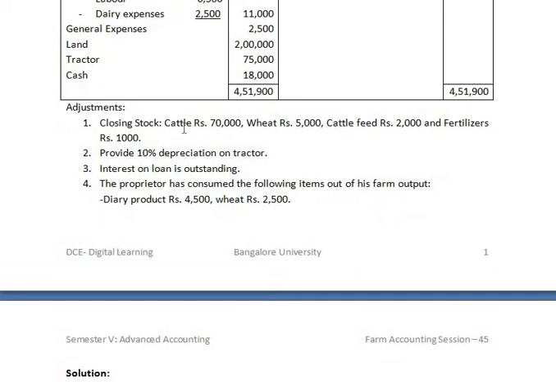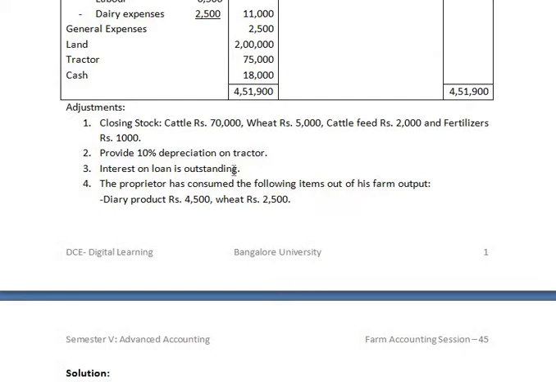Adjustments. Closing stock. In closing stock we have cattle, wheat, cattle feed, fertilizer. This has to be credited to the trading account and this is recorded as closing stock in the asset side of the balance sheet. Provide 10% depreciation on tractor. Depreciation has to be debited to the profit and loss account and the depreciation amount has to be deducted in the tractor amount in the balance sheet.